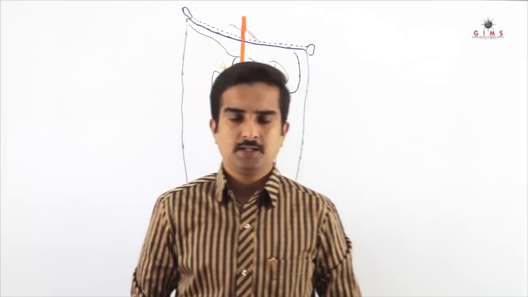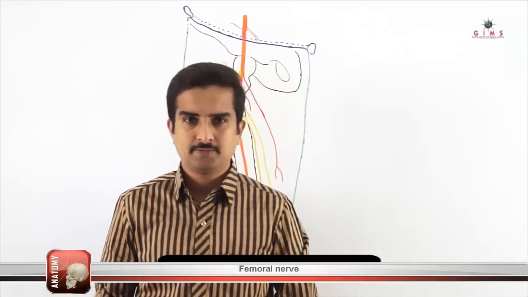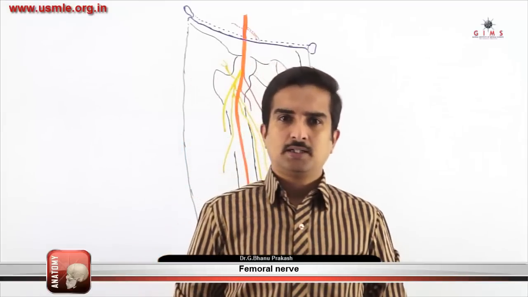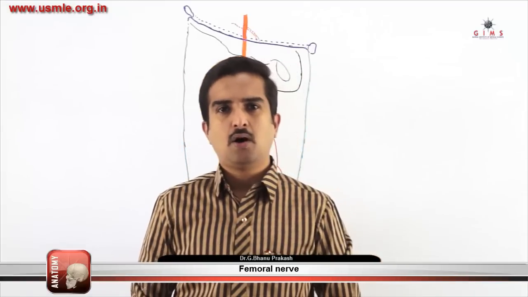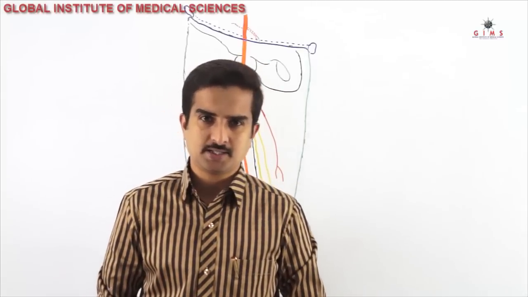In the front of the thigh. Now we are going to discuss the femoral nerve and its branches. We know that the front of the thigh, or anterior compartment, is also called the extensor compartment.